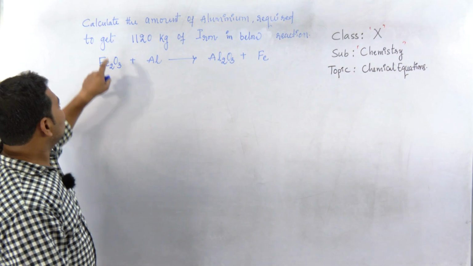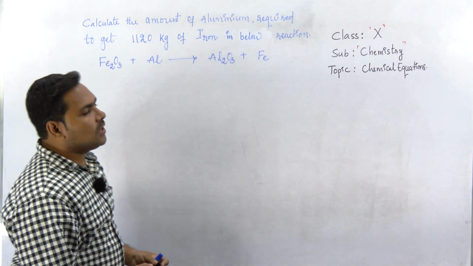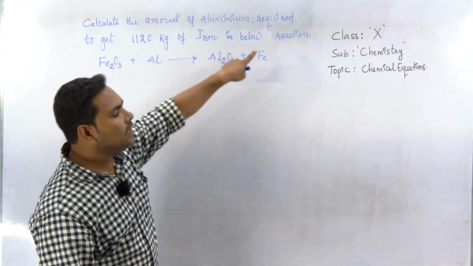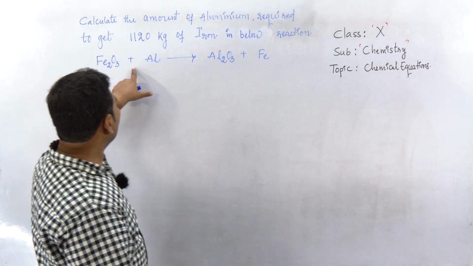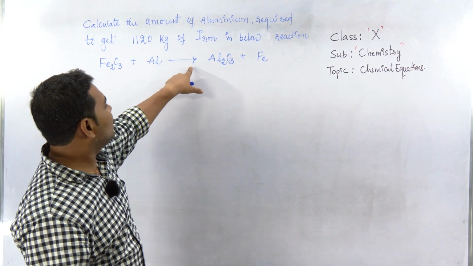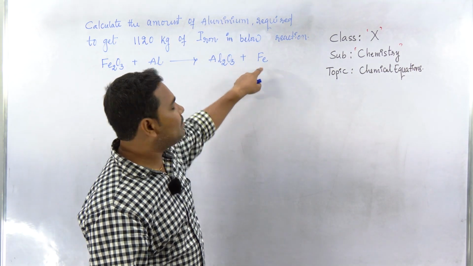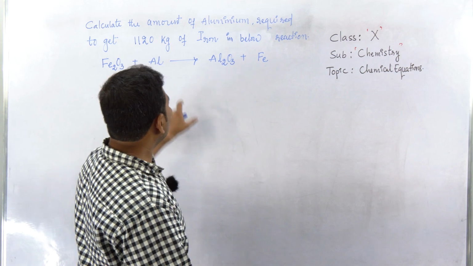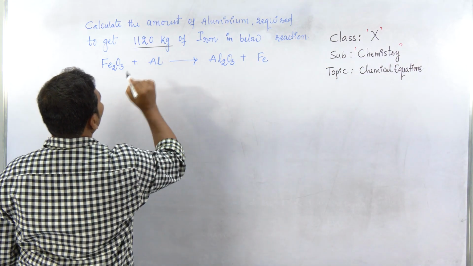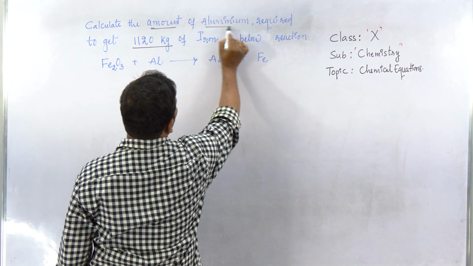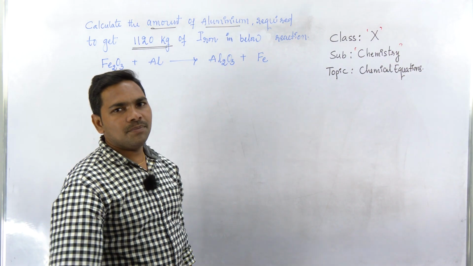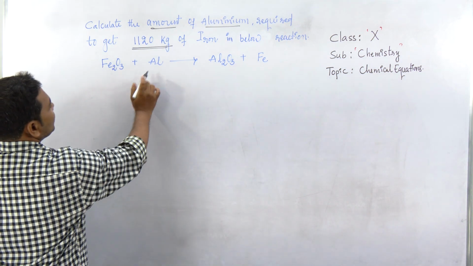So let us see this question. Calculate the amount of aluminium required to get 1120 kg of iron in the below reaction. The reaction is given: ferric oxide plus aluminium gives rise to aluminium oxide plus iron. According to this equation, we need to find out the amount of aluminium required to get 1120 kg of iron.